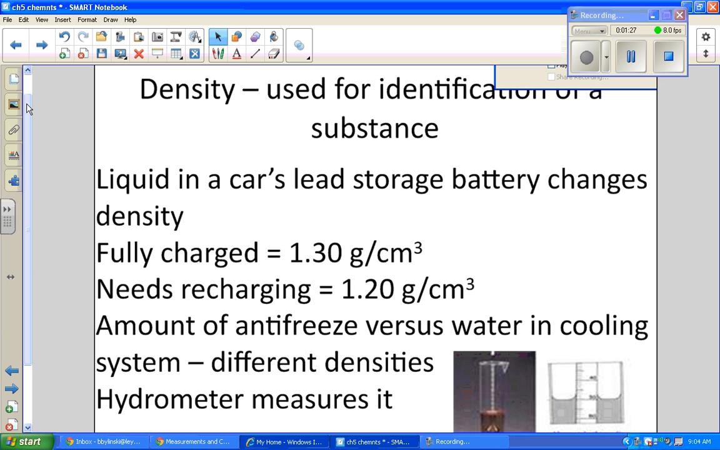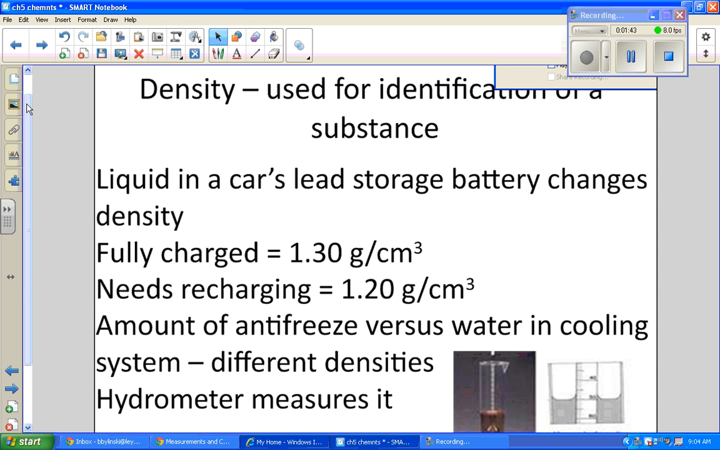Density can be used to figure out a couple things. First of all, the lead storage battery can be determined by density. Fully charged versus needs recharging, you can see a difference there in the numbers. It makes sense that if it's less, if it needs recharging, then you have to add more to the battery.